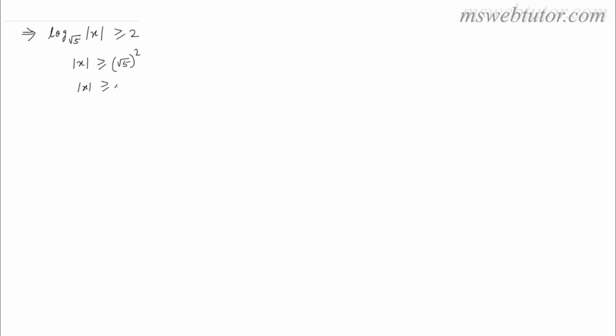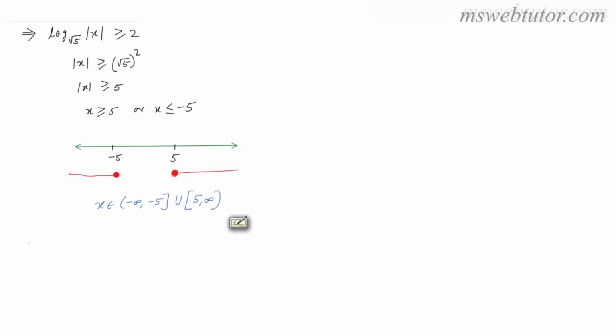And in previous lessons, we have already learned that if mod of x is greater than or equal to 5, then x will be either greater than or equal to 5 or it will be less than or equal to minus 5. Let's plot the solution on the number line. So the solution will be x from minus infinity to minus 5 union 5 to infinity. Consider another example. Here you can notice that the base is fractional and it is between 0 to 1. So the inequality will be reversed here.